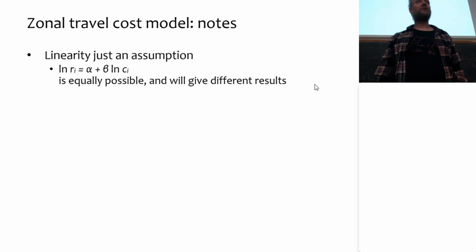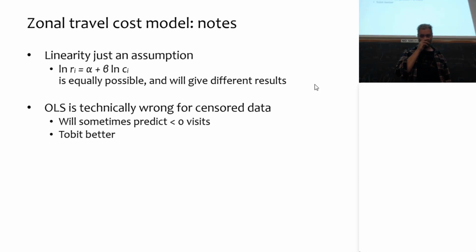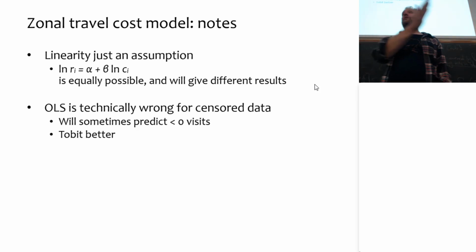You make all sorts of assumptions, right? You assume a relationship. In this case, I assumed a linear relationship. I used OLS to estimate this. This is a bit silly because it censors the data, because there's no negative numbers, right? So you should have used a Tobit.